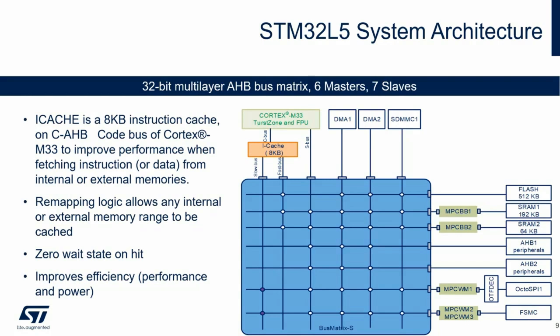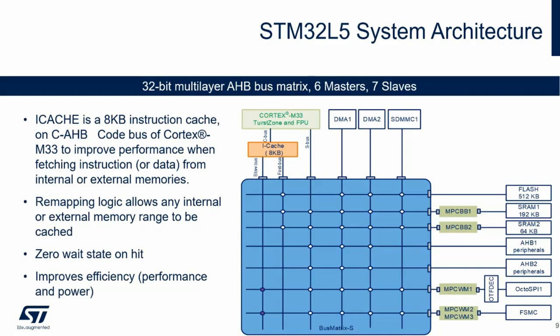However, this was largely mitigated on STM32L5 thanks to low number of flash wait states in the first place, and also due to the cache that resides between the Cortex core and the memories. So what you see in the picture are the four bus masters on the chip, which are the Cortex core and the three DMA controllers.